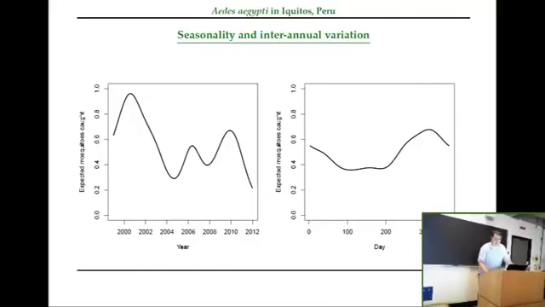Results. So I'm going to skip actually telling you how I did most of this. It is actually not very difficult, so please come talk to me later if you'd like to know. But we can see here the seasonality and the interannual variation of mosquito abundance.